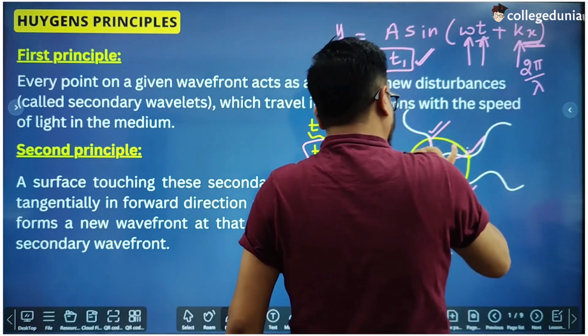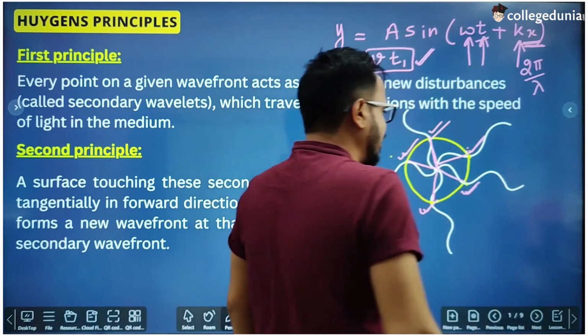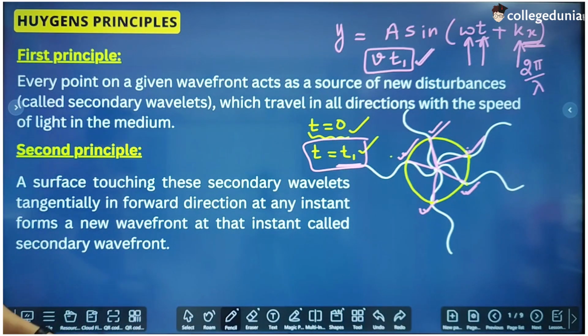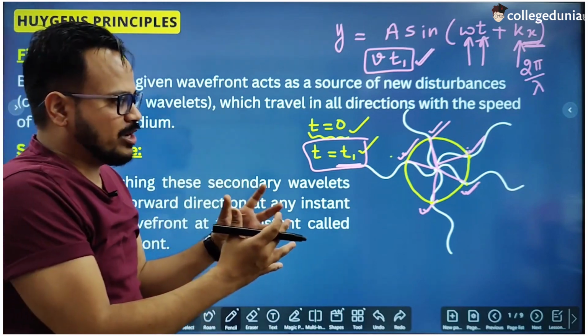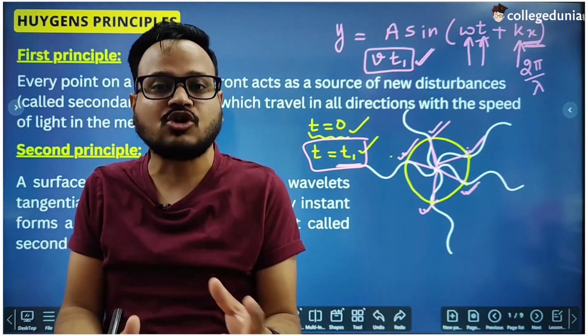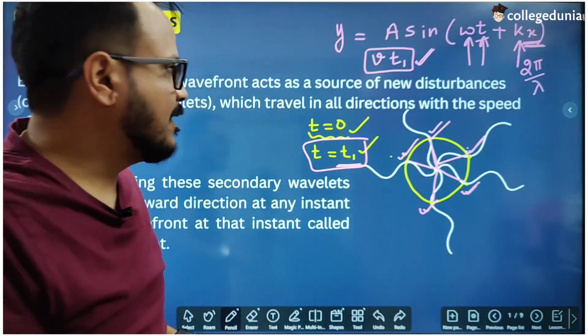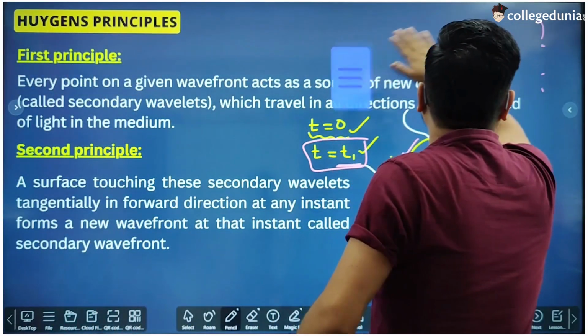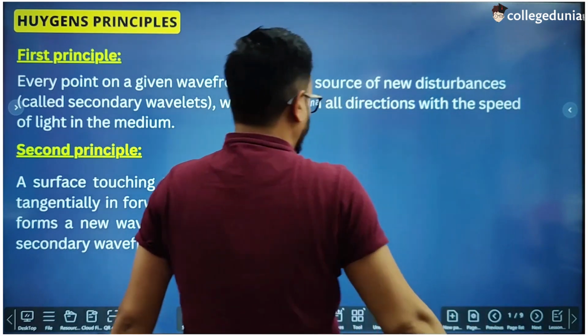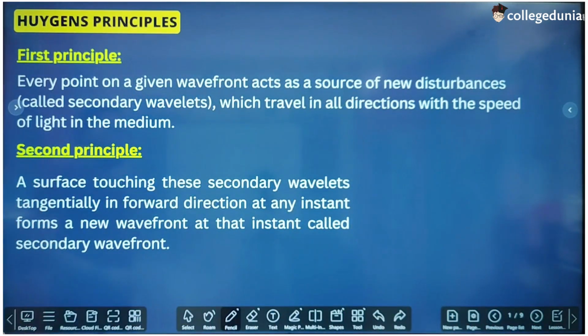So this point, this point, this point, this point, this point, we will say that all these points are in the same phase, right? So these points, the surface touching these points which are in the same phase, that surface is called a wavefront. Clear? Okay, so the first law gives some information of a traveling light wave in terms of wavefront.